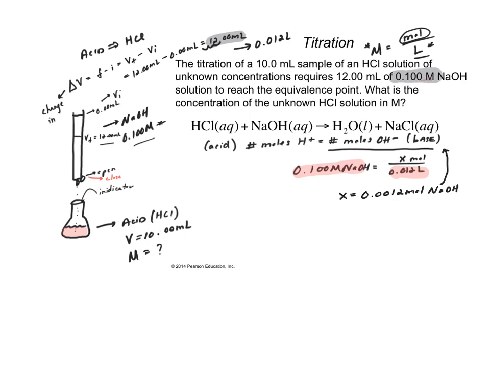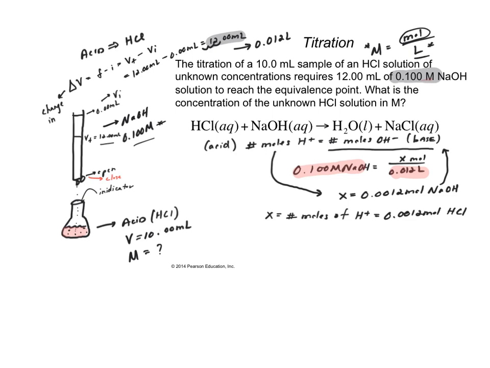We also know that at the equivalence point, that is equal to the number of moles of H+ that were initially in that flask. So this X is also equal to the number of moles of acid, or H+, which is numerically equivalent to what we just calculated at the equivalence point. So this is 0.0012 moles of HCl.